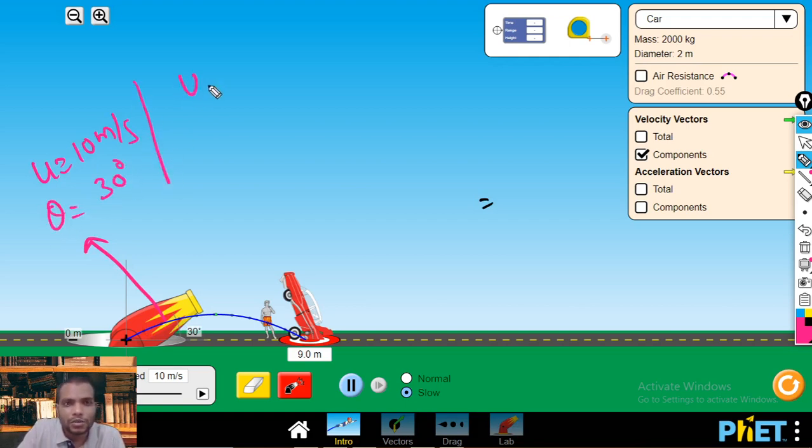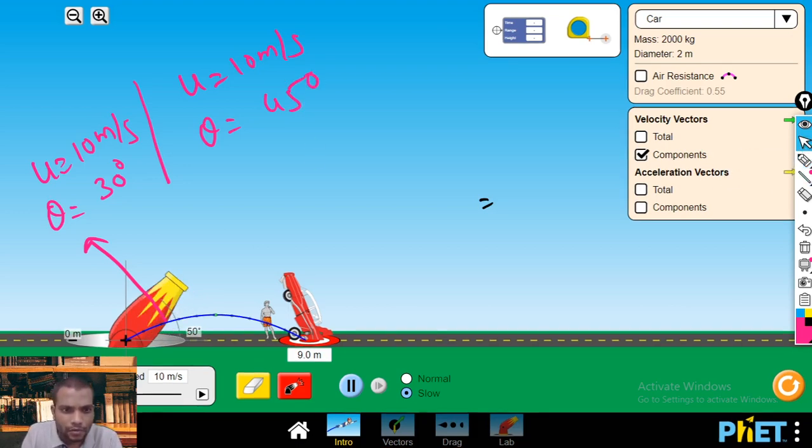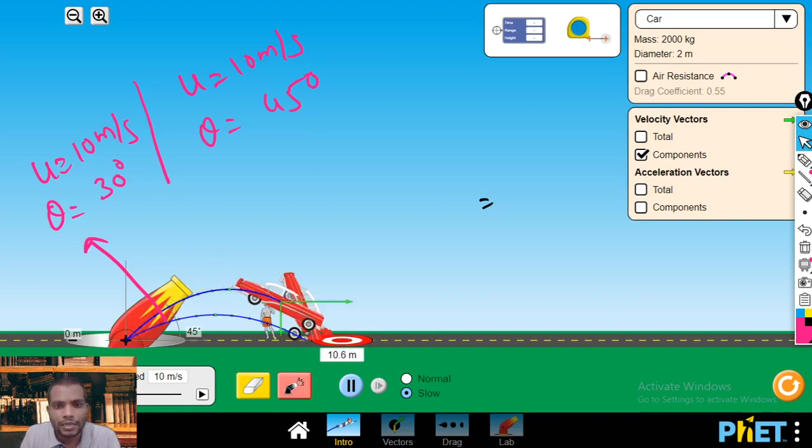For the second case, u equal to 10 meters per second and theta equal to 45 degrees. Now here I change the angle to 45 degrees. Now if I launch the projectile again, it is coming around 10 meters. Now that is the second case.